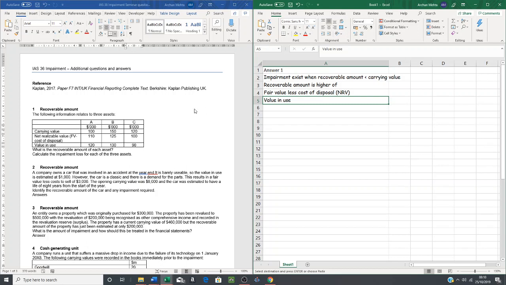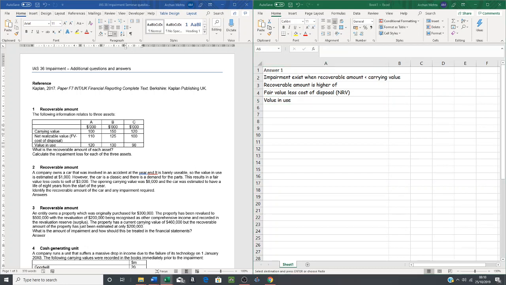All right, so let's check which one is higher for each of the assets. Asset A, we can see value in use is greater. So if we keep the asset within the business instead of actually selling it and getting the money, we will generate more cash flow. Asset B, same case. If we actually keep it in the business and use it, we'll generate more cash flow. But asset C, if we sell it, we'll get £10,000 more than what we will get if we keep the asset within the business. All right, so for asset A, value in use, asset B, value in use, and for asset C the net realizable value will be the recoverable amount.